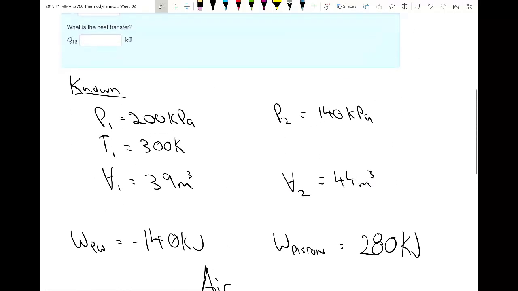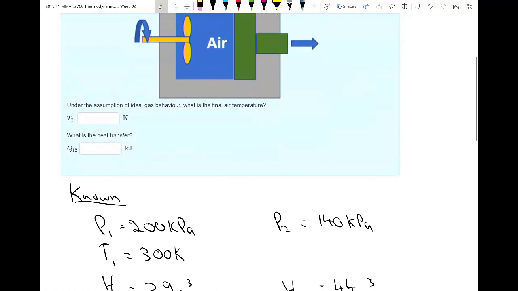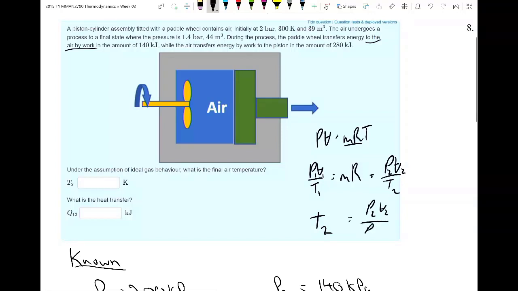So now where I am. T2 is notably absent here, but there's something we can use to find it. And for me, I would use the combined gas law. For a substance in a closed system, none of the gas is leaving, none of the gas is entering. We know that PV equals mRT. If mass doesn't change and the substance doesn't change, R doesn't change, then we can say PV on T equals mR. Because mR is a constant, that's true at state 1 and it's true at state 2. Then we can rearrange that and say T2 equals P2 V2 on P1 V1 times T1.